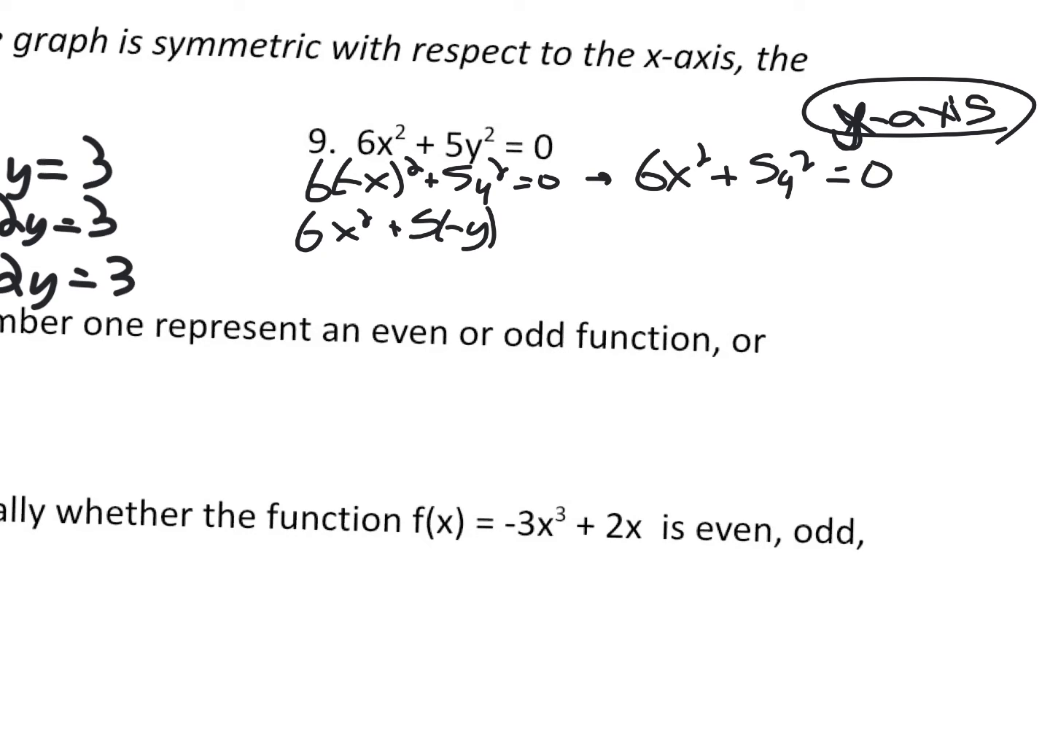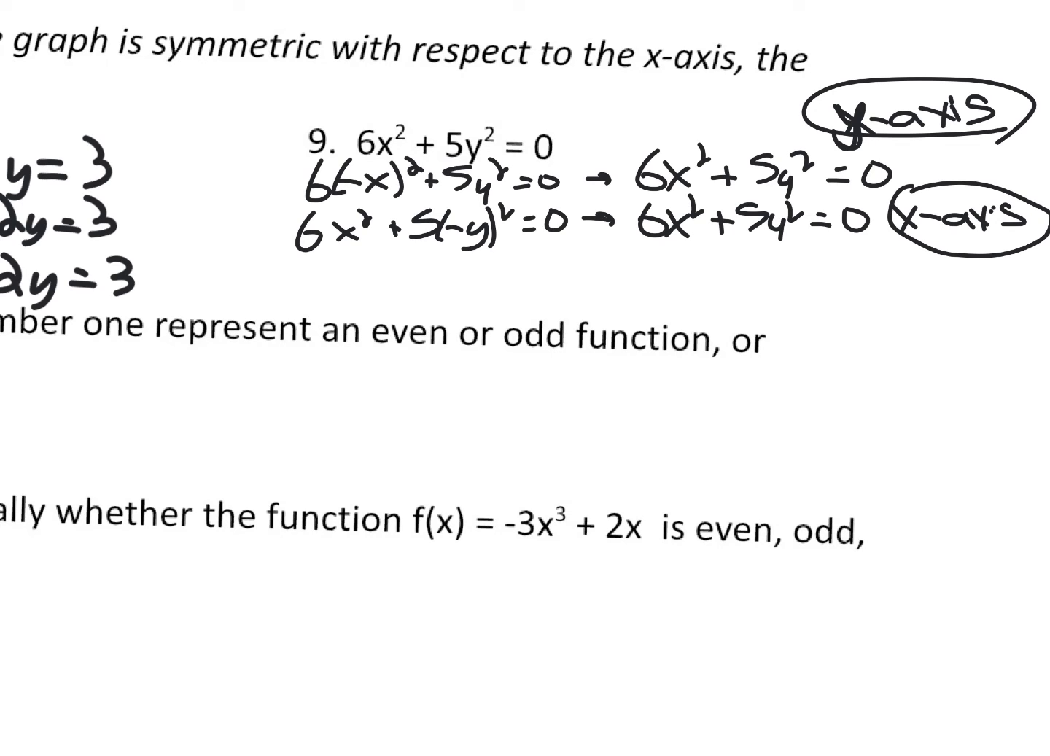So I'm plugging in a negative y. If you work that out, you're going to get 6x squared. Again, the square takes care of the negative, makes it positive. And that's the same thing we started with also. So it also has x-axis. Now, we just learned a second ago, if it's got y-axis and x-axis symmetry, the origin symmetry automatically works.